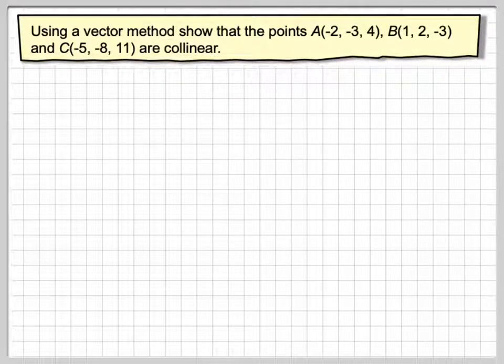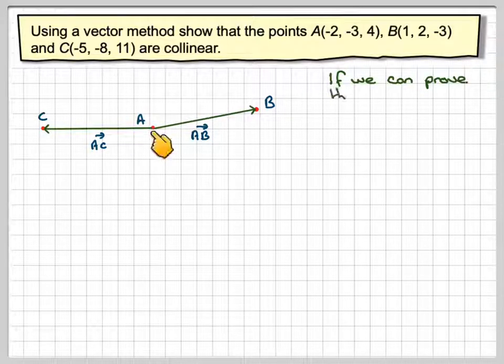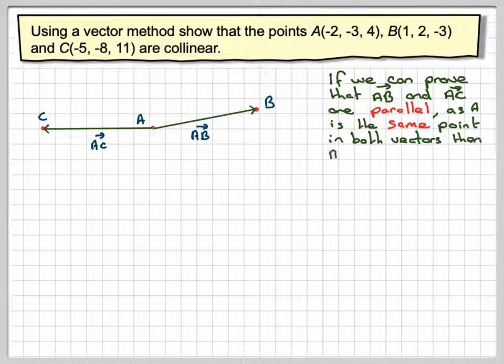using our vector knowledge of vector algebra. So just looking at that again, if I take a point A, just draw any point on the paper, and any point B and any point C. If I find vector AB and show that it's parallel to vector AC, and because A was a common point to both vectors, then ABC will be in a straight line.